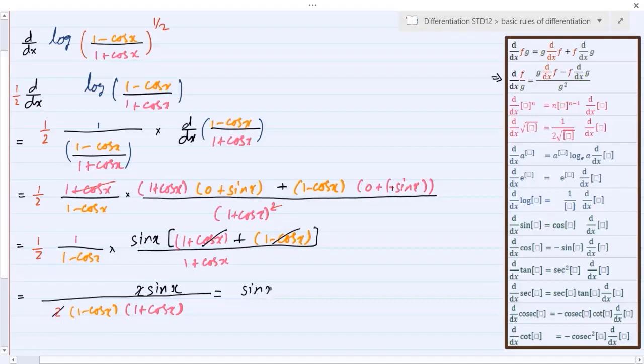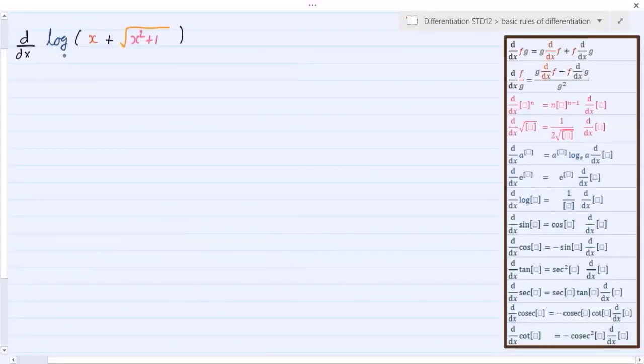Your sin x will be as it is, and in the denominator (1 minus cos x) times (1 plus cos x) will become 1 minus cos square x, which is nothing but sine square x. So 1 power of sin x will cancel out. You will get 1 upon sin x, which can be rewritten as cosec x. Ta-da! This is your final answer.